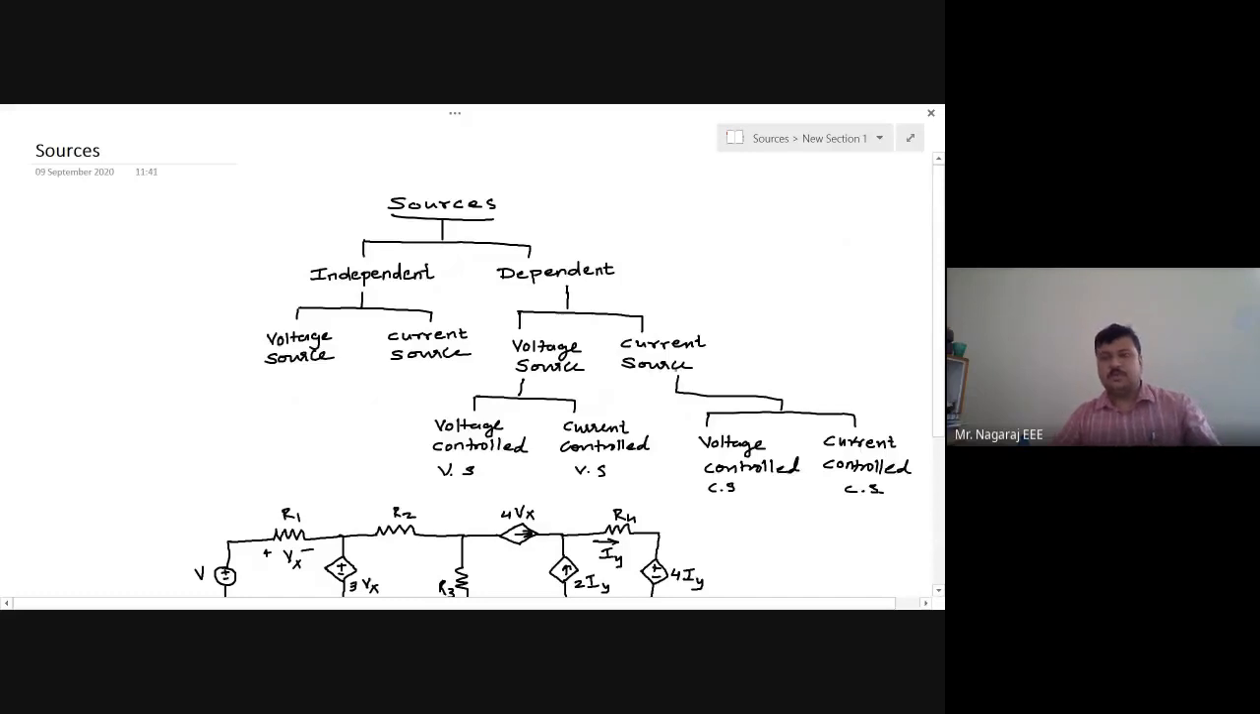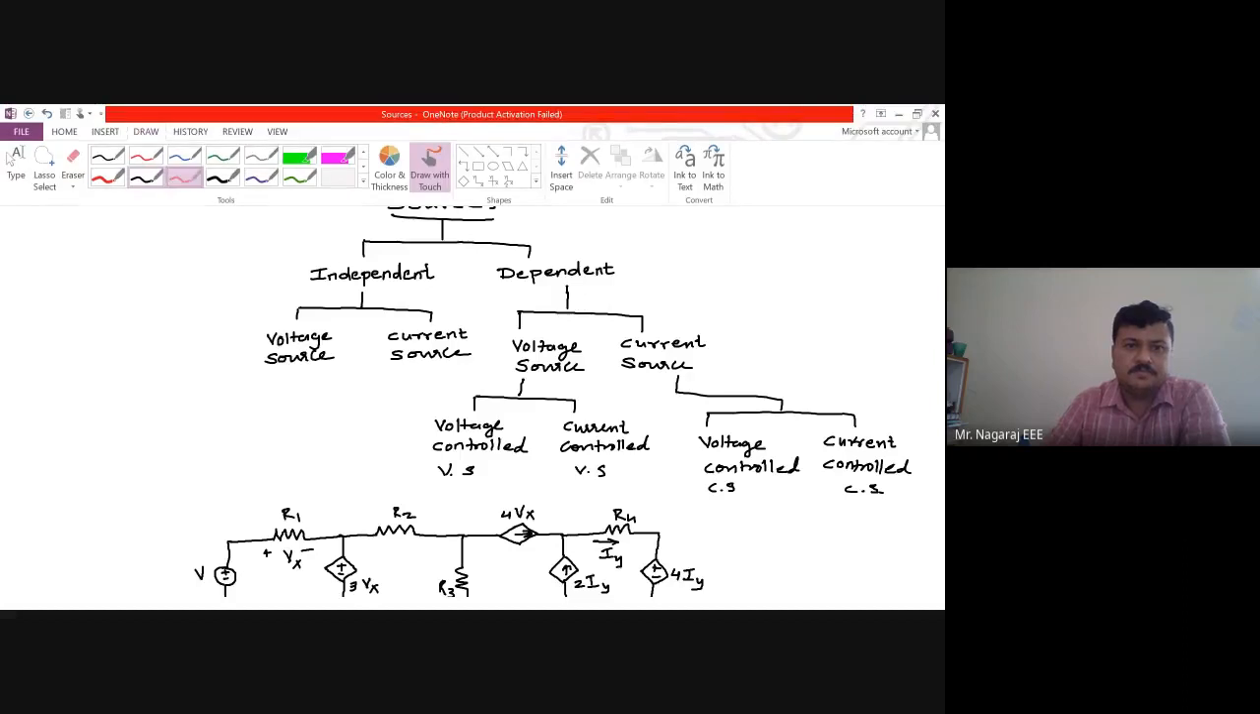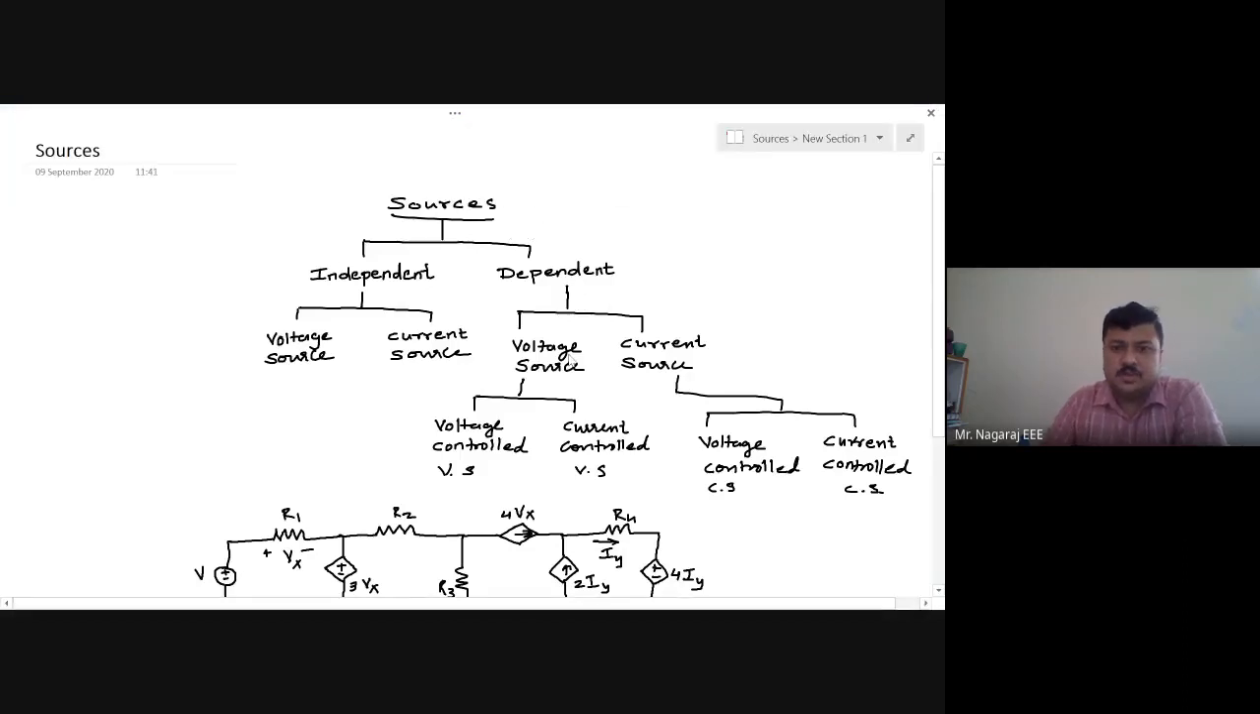In the last classes, we have seen what the sources are, and what the independent and dependent sources are, what a voltage source is and what a current source is. In independent sources, we have voltage source and current source. Even in dependent sources, there is a voltage source and a current source. In dependent sources, there can be a voltage controlled voltage source, current controlled voltage source, voltage controlled current source or current controlled current source. So the controlling parameter is either voltage or current.